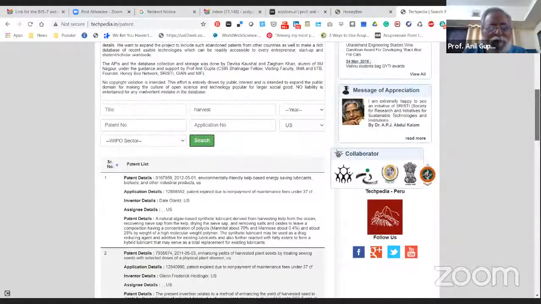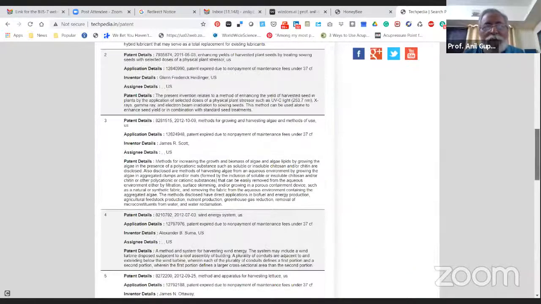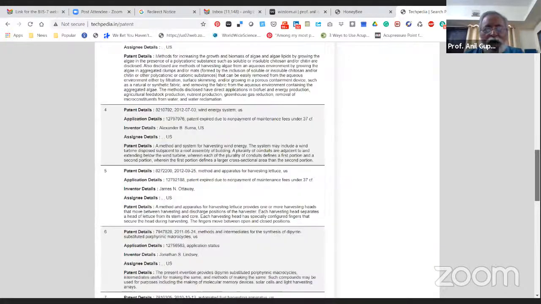So look at this. This harvest is about energy harvesting to form a lubricant, energy saving lubricant, biofuel. Biofuel is there. So that is relevant to us. Harvesting algae, that is also relevant to us. So that's a good point. Harvest is not totally unrelated. It is harvesting lettuce, yes. So how many did we get?